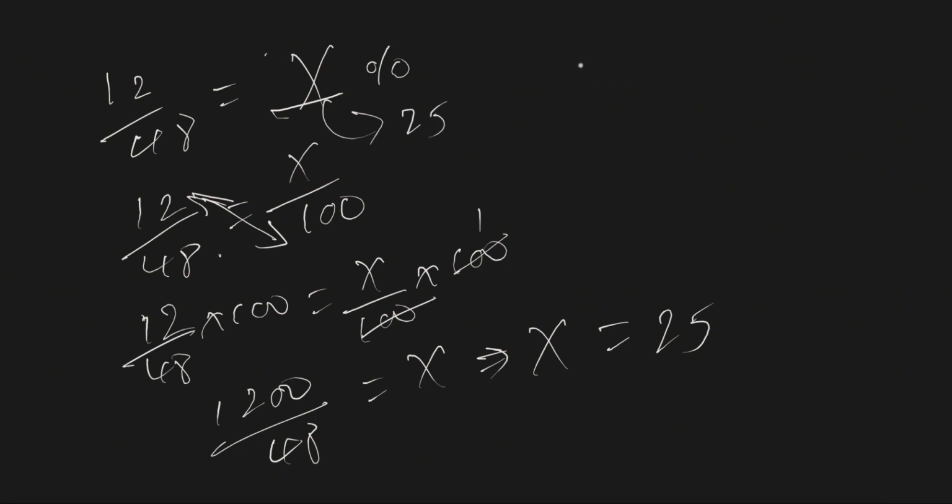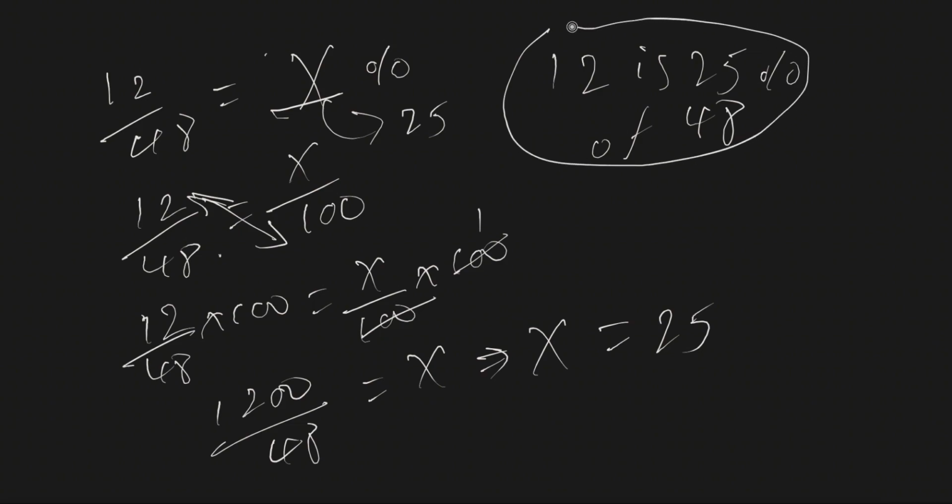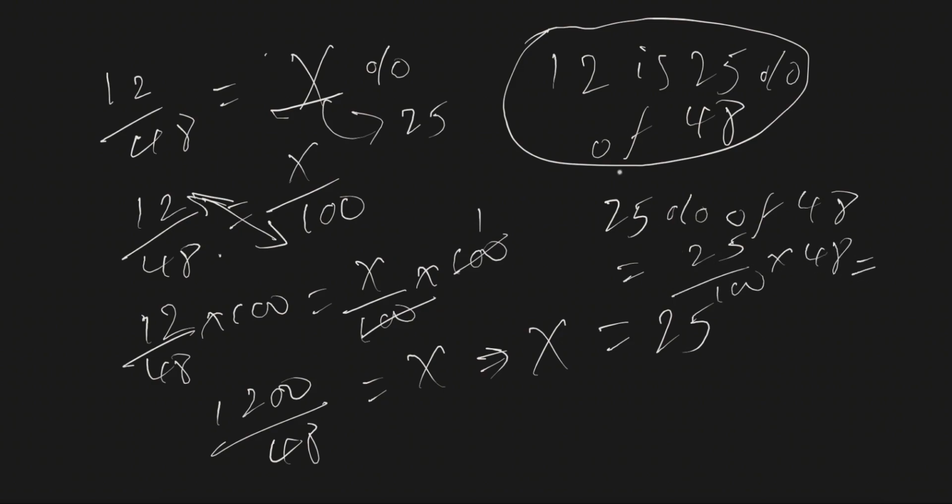In other words, 12 is 25% of 48. This is the other way of saying it. And if you want to validate your answer, you can do 25% of 48, which is 25 over 100 times 48. And if you calculate, we'll get 12 as the answer. Great.